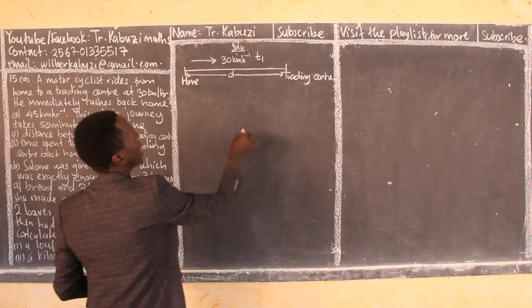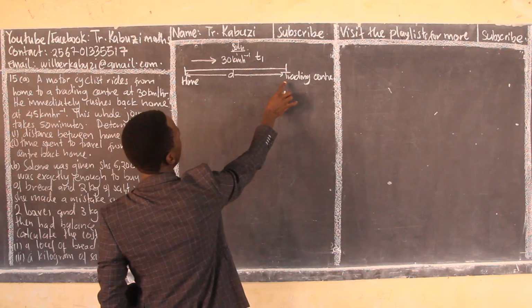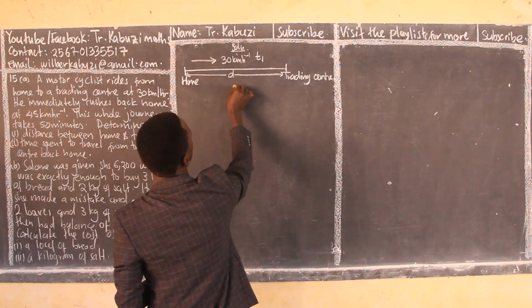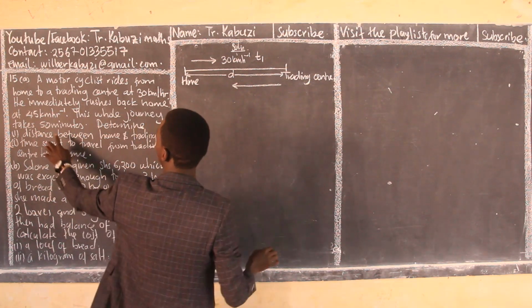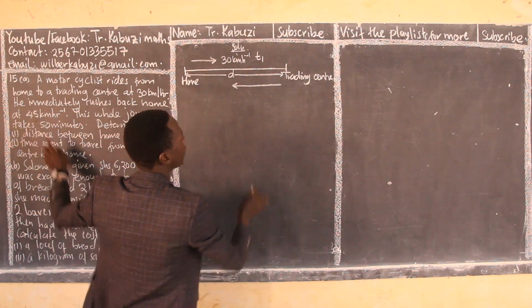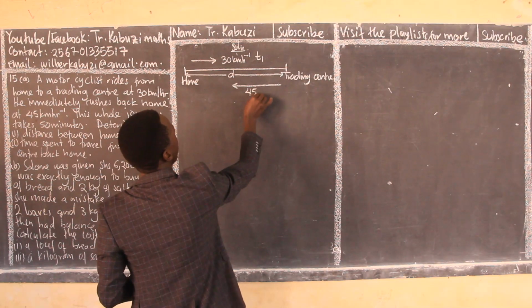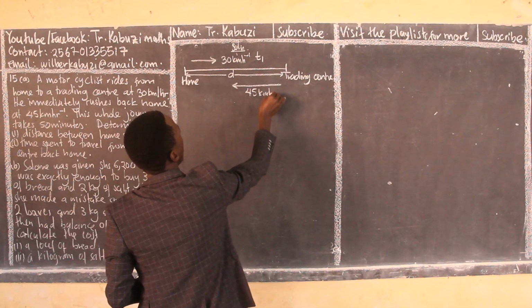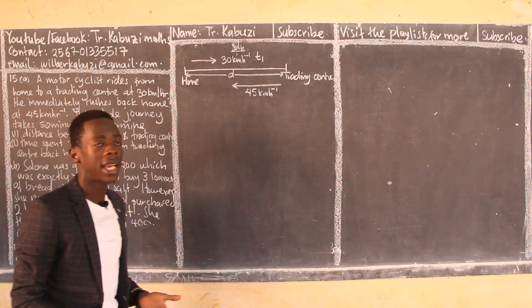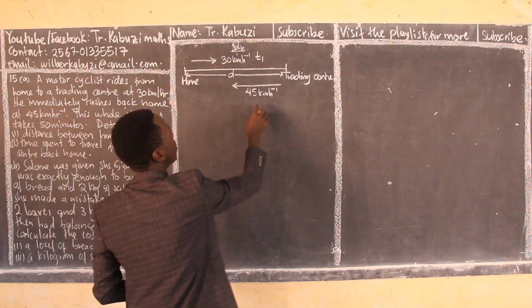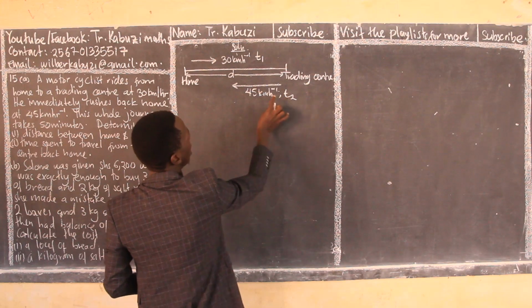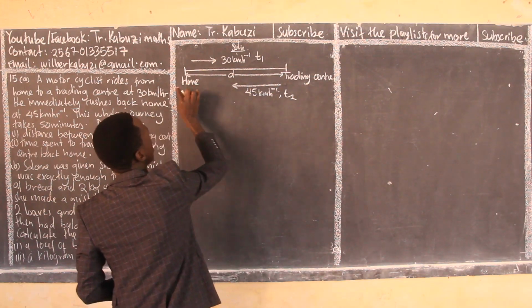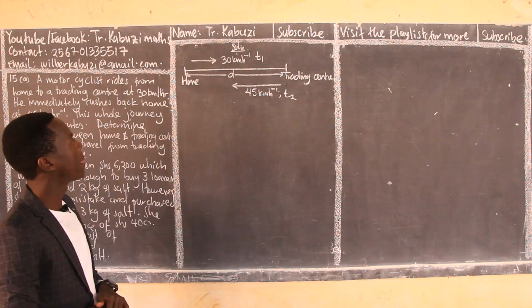Also now, they're telling us that this man rushed from the trading center back home. Now, let us say that this is going back home, using a speed of 45 kilometers per hour. But there we also don't know the time. So let me call the time from this side to this side, time T2. That's all they are telling us here.